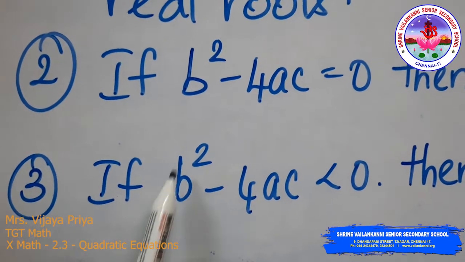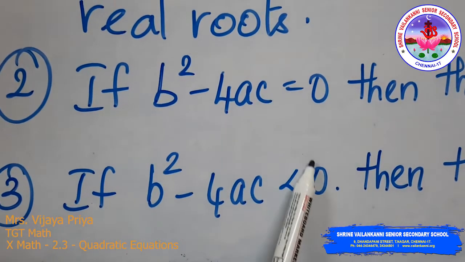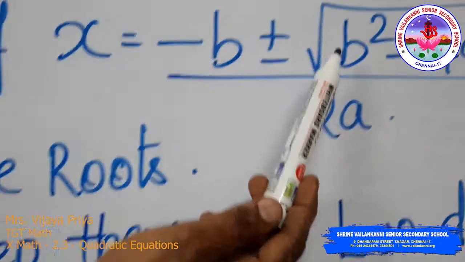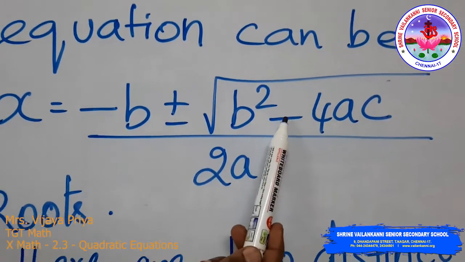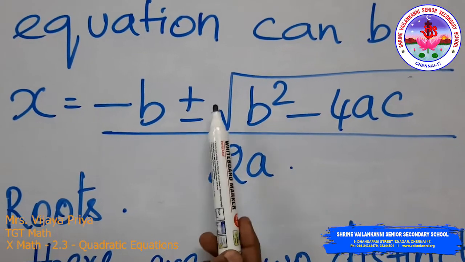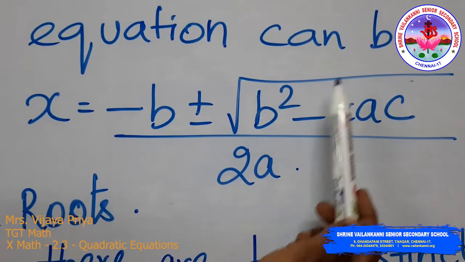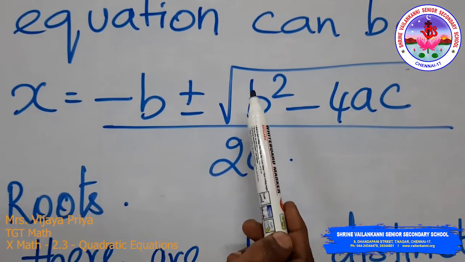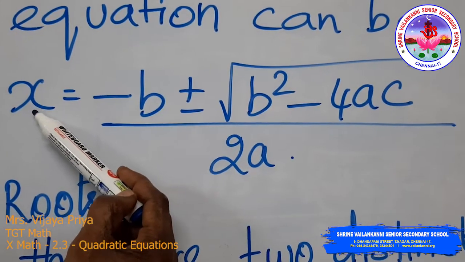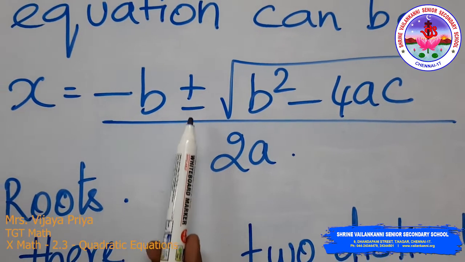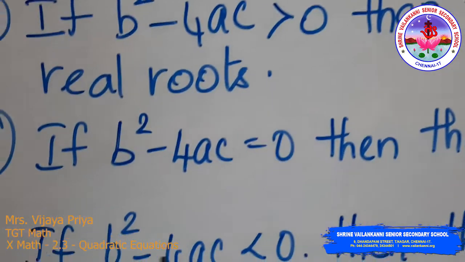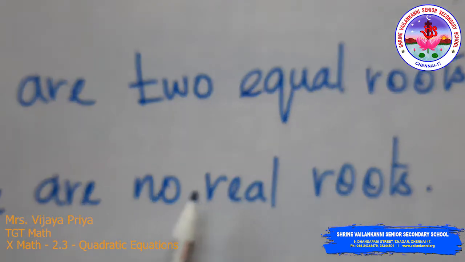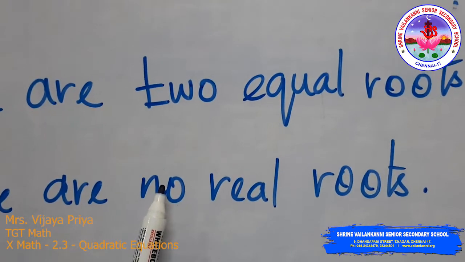Third one, if b squared minus 4ac is less than 0, that means in this equation the value becomes negative, so you cannot take the square root of a negative number. So you will not have real values for x. So the nature of the roots for b squared minus 4ac less than 0 will be no real roots. That is, x will have no real roots.